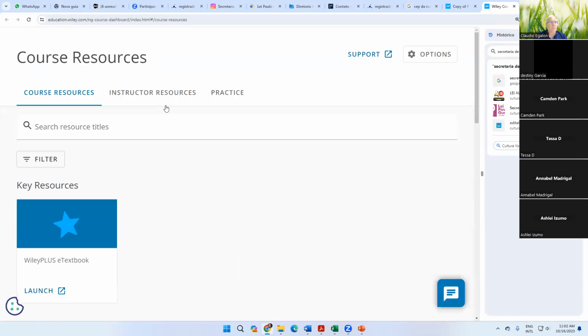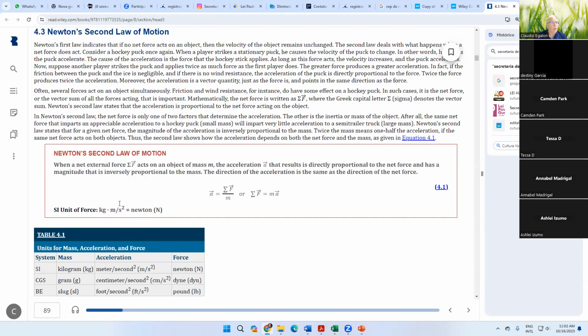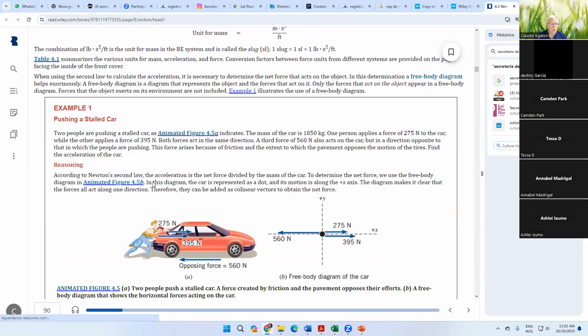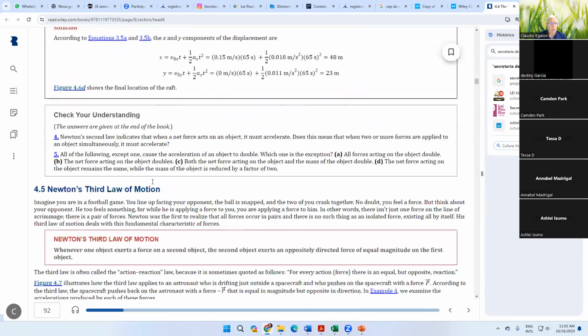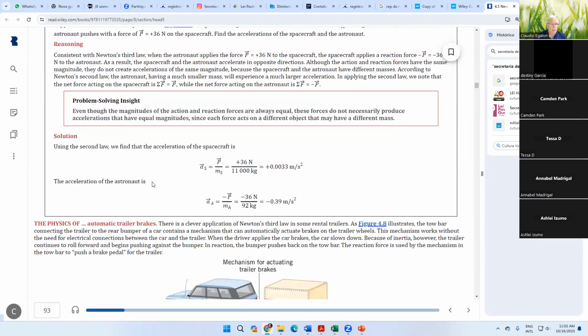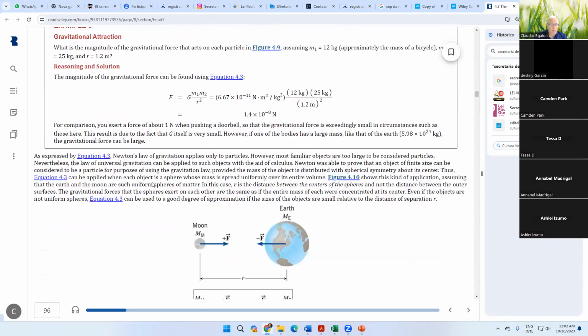Let's take a look at Wiley course resources. Newton's second law of motion, vector nature. We're going to get to that. We didn't cover Newton's third law yet. Gravitational force. Let's see here.